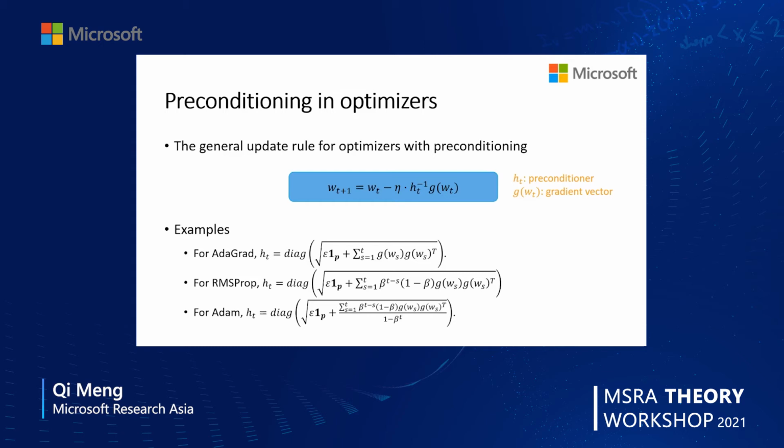And there are many examples, for example AdaGrad, RMSProp, Adam. These adaptive optimizers have a preconditioning matrix, but their formulations may be very different. And we want to answer why these optimization algorithms perform very differently.